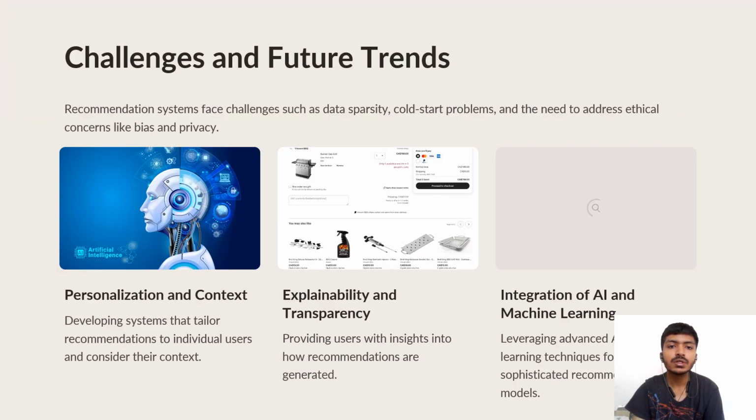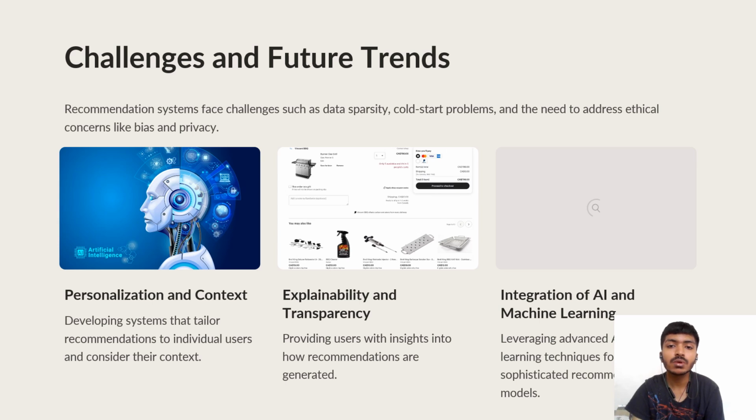Challenges and future trends. Recommendation systems face challenges such as data sparsity, cold start problems, and the need to address ethical considerations like biases and privacy. So, data sparsity. Recommendation systems often deal with sparse data, where users may have interacted with only a small fraction of available items. This makes it challenging to accurately predict preferences.